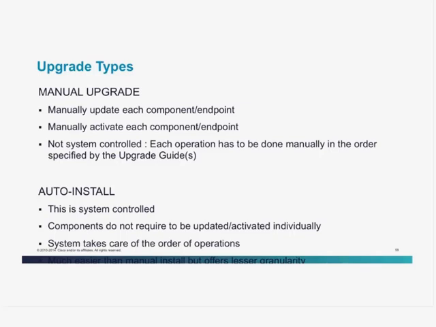Auto install makes things quite easy for us. So it has been an ask, and with UCS 2.1, it is now available. If you are updating from prior to release 2.1, you can manually upgrade your UCS manager to 2.1 and then use the auto install feature.